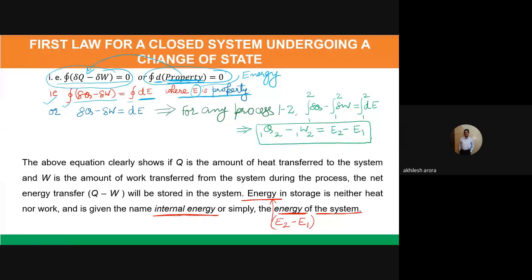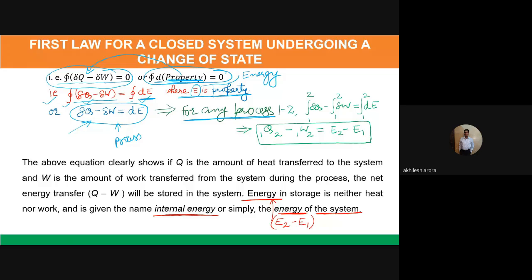So if I remove this cyclic integral sign from both the sides, then I am left with this particular equation. This is the equation now: delta Q minus delta W is equal to dE. So this is the equation which is valid for any process. Now this equation is valid for a process and not for a cycle. So this is the first law equation for a process.